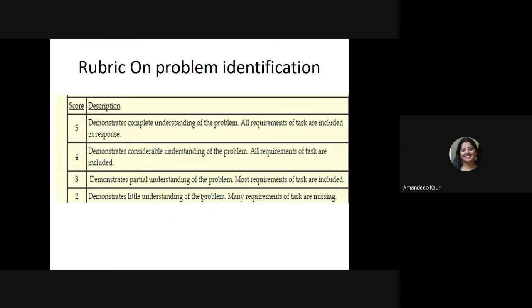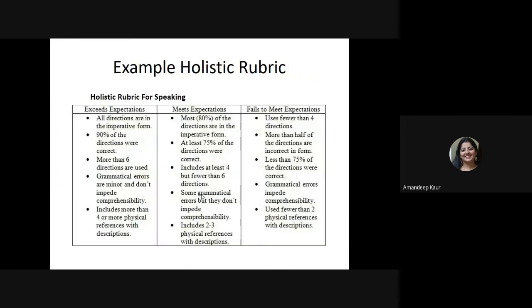Say for example, problem identification, simply 5, 4, 3, 2, 1. If the student is able to demonstrate complete understanding of the problem and all requirements of the task are included in the response, 5 marks. Demonstrates considerable understanding of the problem and all requirements of the task are included, 4 marks, then 3 marks and 2 marks. This particular rubric sheet is very simple to prepare. Simply we classify on what basis we are going to give marks to the student: why I give 4, why I give 5, why I give 3, why I give 2 marks to you. That understanding needs to be developed among the student population.